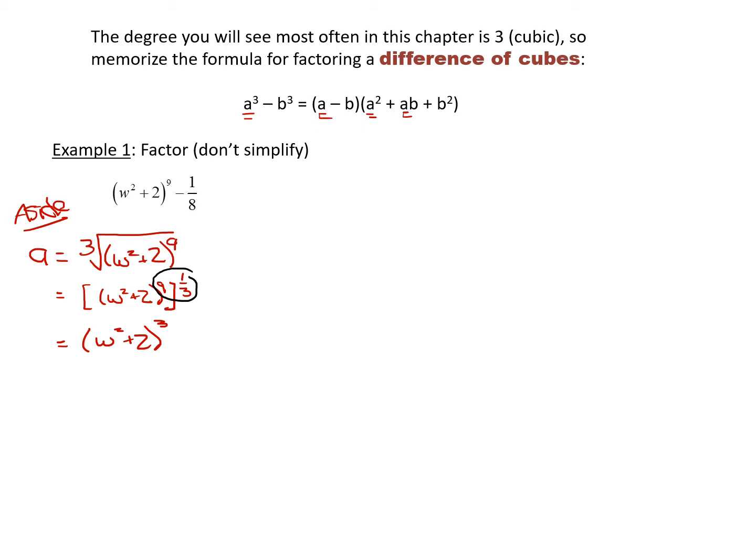Now let me switch colors and let's figure out what b is. b is equal to the third root of our second term, which is 1/8. So not negative 1/8. Don't worry about the sign, just the term that's in the second part of the binomial. The third root of 1/8 is 1/2. So now that we know what a and b are, everywhere I have a b up here, I'm going to be replacing that with 1/2. So now I can go up to my question.